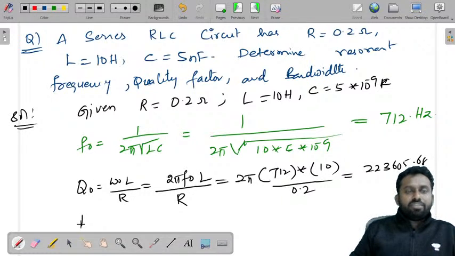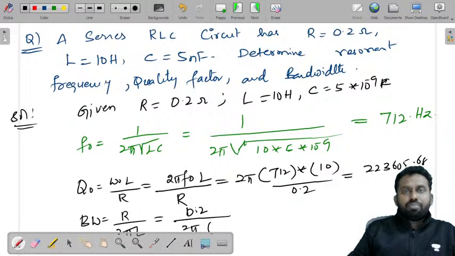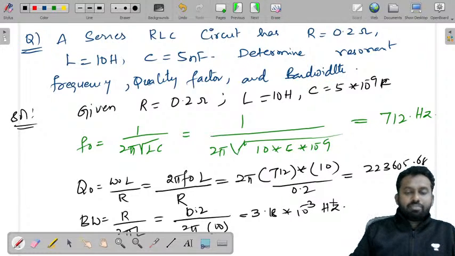And finally you need to find bandwidth is equal to R by 2 pi L, that is 0.2 by 2 pi into 10, will give you 3.18 into 10 power minus 3 hertz. So this is how you will determine the values of f naught, Q naught and bandwidth. So this is the first question. Now let's take the other question.